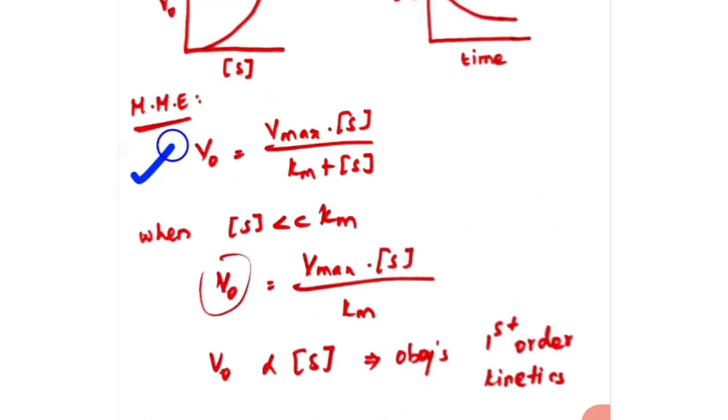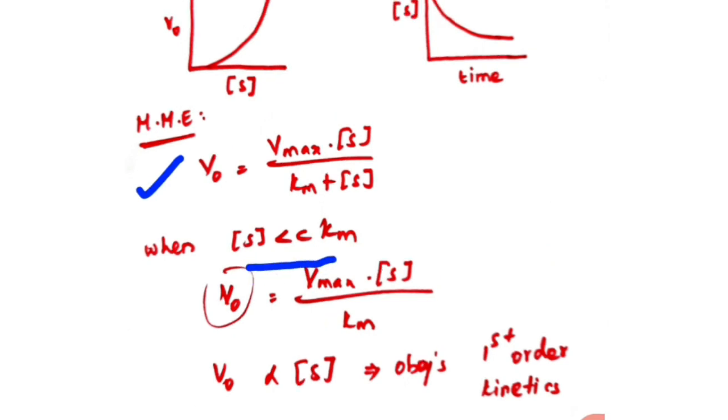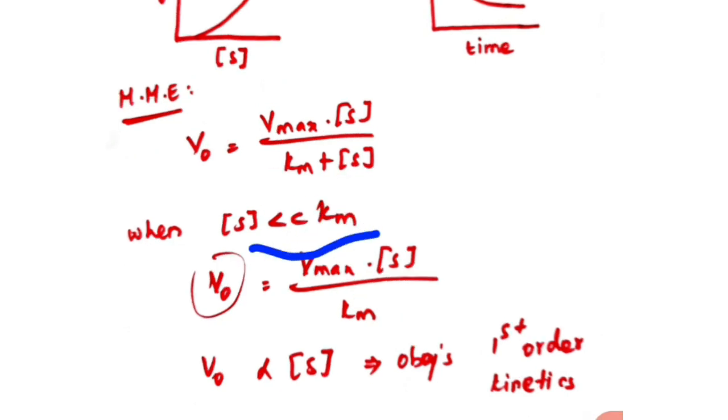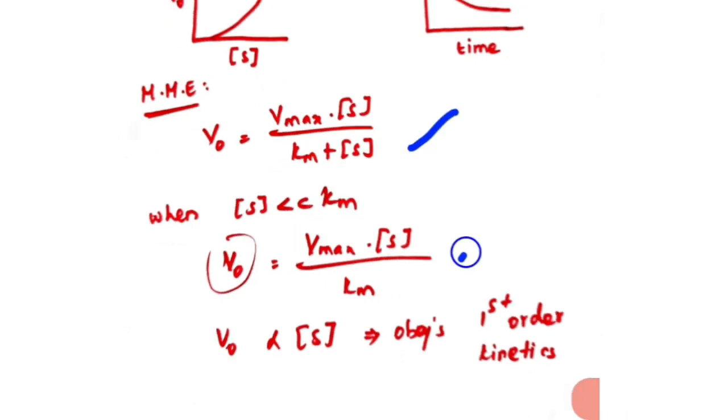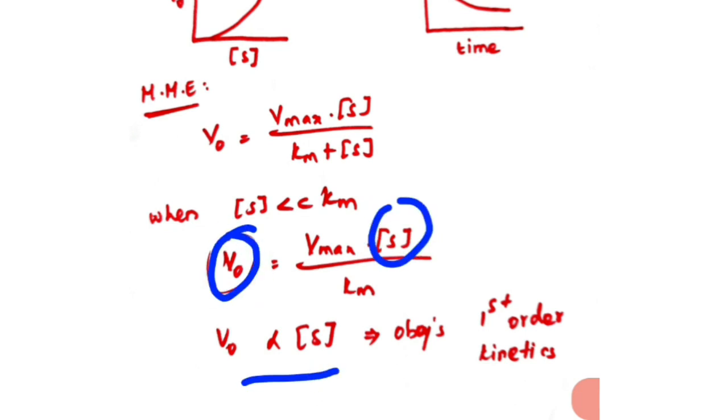So your Michaelis-Menten equation is V0 is equal to Vmax into S divided by Km plus S. V0 is the initial velocity, Vmax is the maximum velocity. So your condition is that the substrate concentration is less than Km. That is, compared to Km, your substrate concentration is negligible. So you can write this equation as V0 is equal to Vmax into S divided by Km.